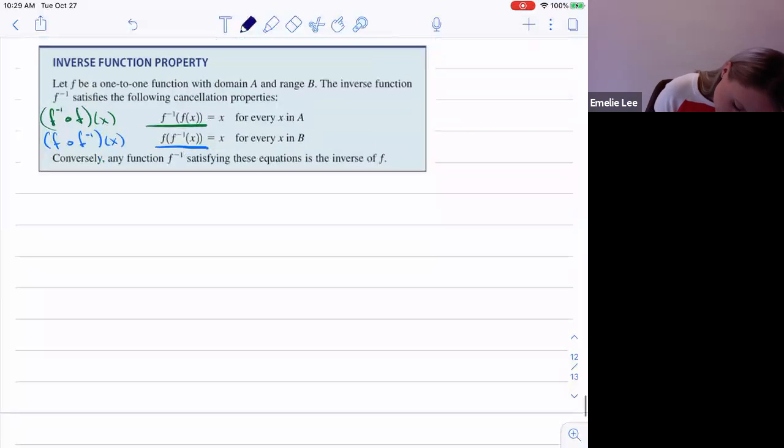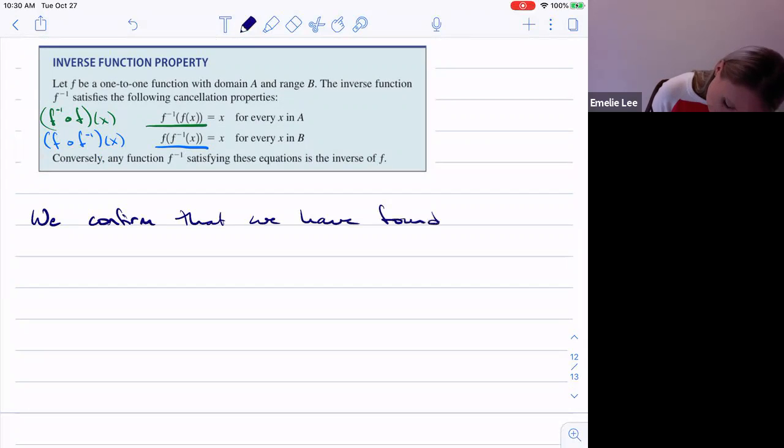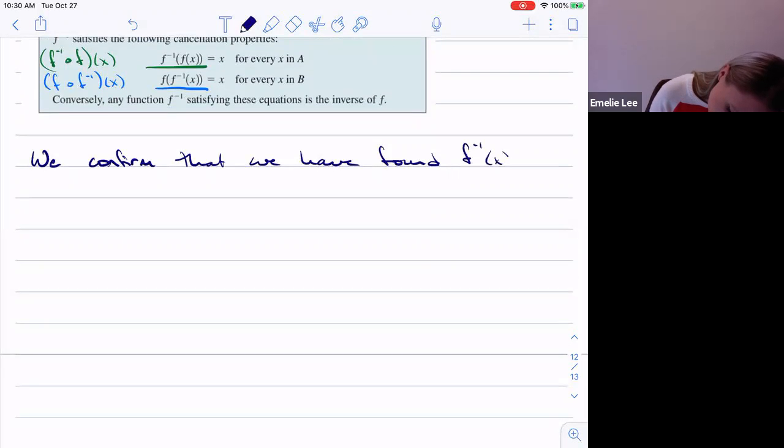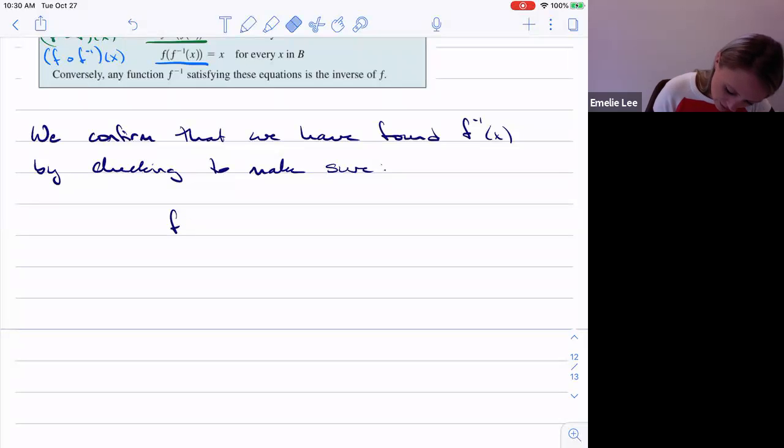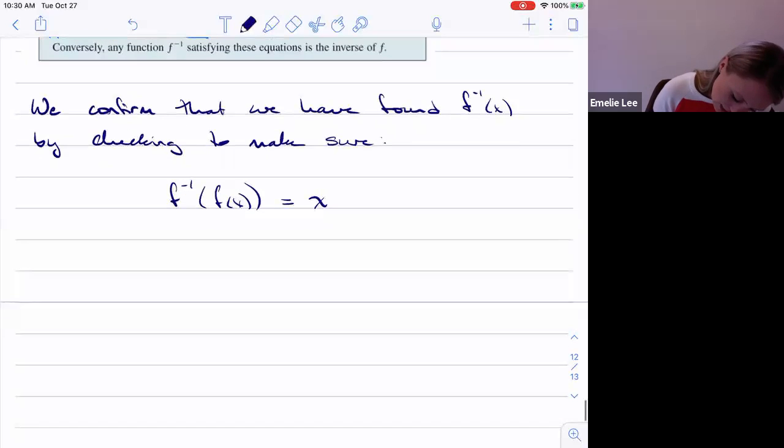So we confirm that we have found f inverse of x by checking to make sure f inverse of f of x has to equal x, and you have to do both. F composed with the inverse also equals x.